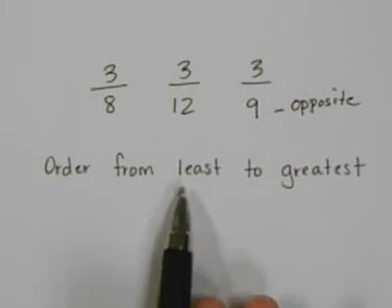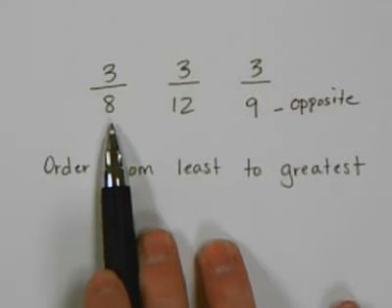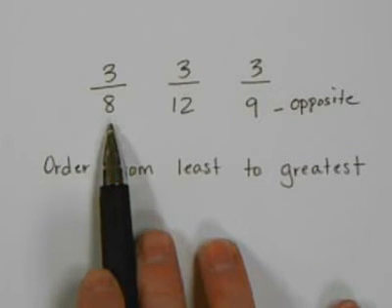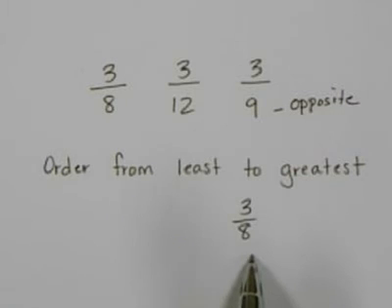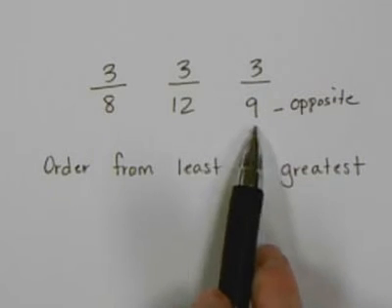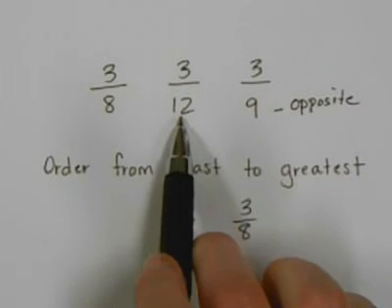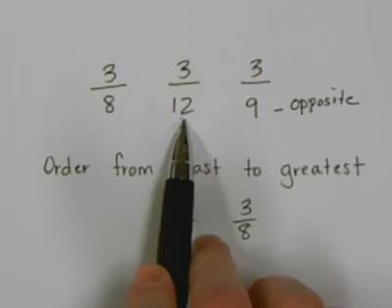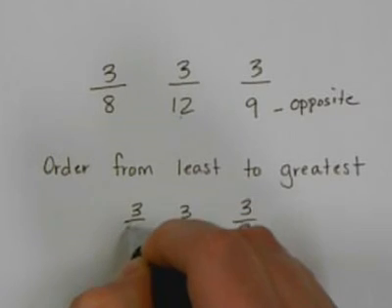So if they're putting them in order from least to greatest, find the one that looks the smallest. 8 is the smallest number, but then think opposite. So instead of smallest, it's actually going to be the largest, 3/8. The next smallest is 9ths, so that will go in the middle. And then the biggest number, the number that looks like it would be the largest, is actually going to be the opposite, the smallest, 3/12.